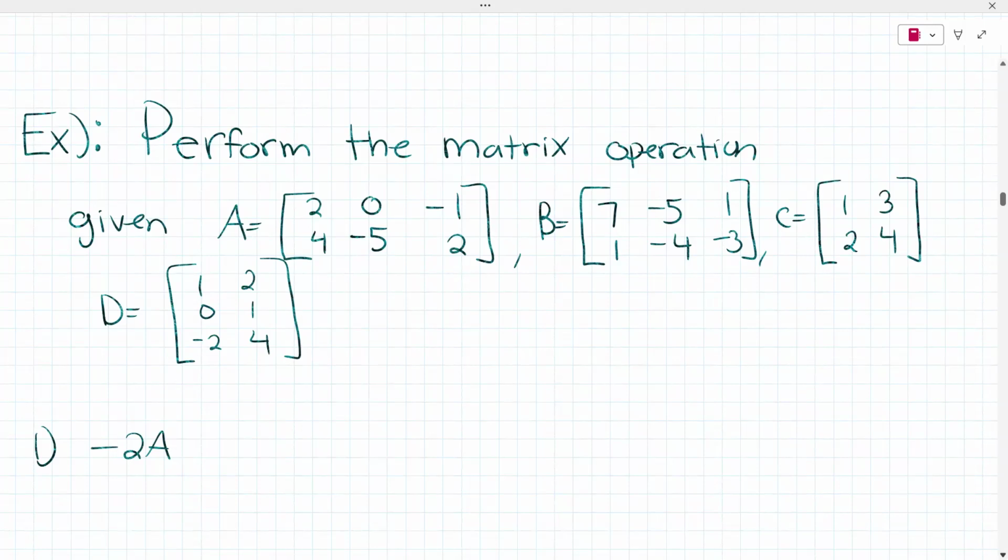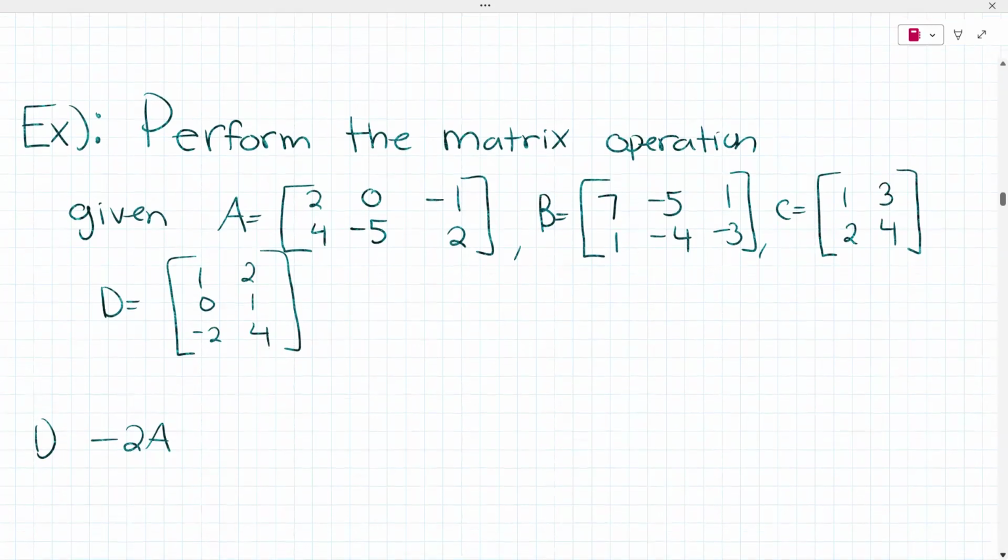Okay, let's do some examples because now we know some rules, properties. So perform the matrix operations. Given matrix A, it looks like it's a 2 by 3. So matrix A is 2, 0, negative 1, 4, negative 5, 2. Matrix B looks like it's also a 2 by 3. Matrix C is a 2 by 2, and matrix D is a 3 by 2, right? There are several parts for this one.